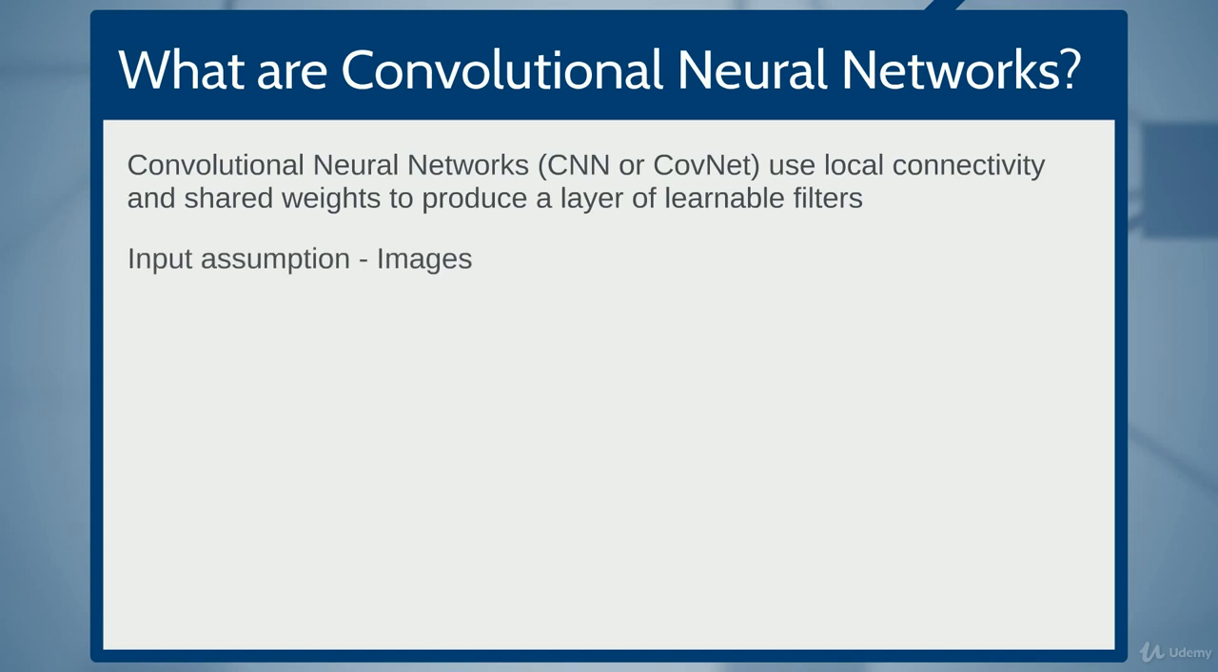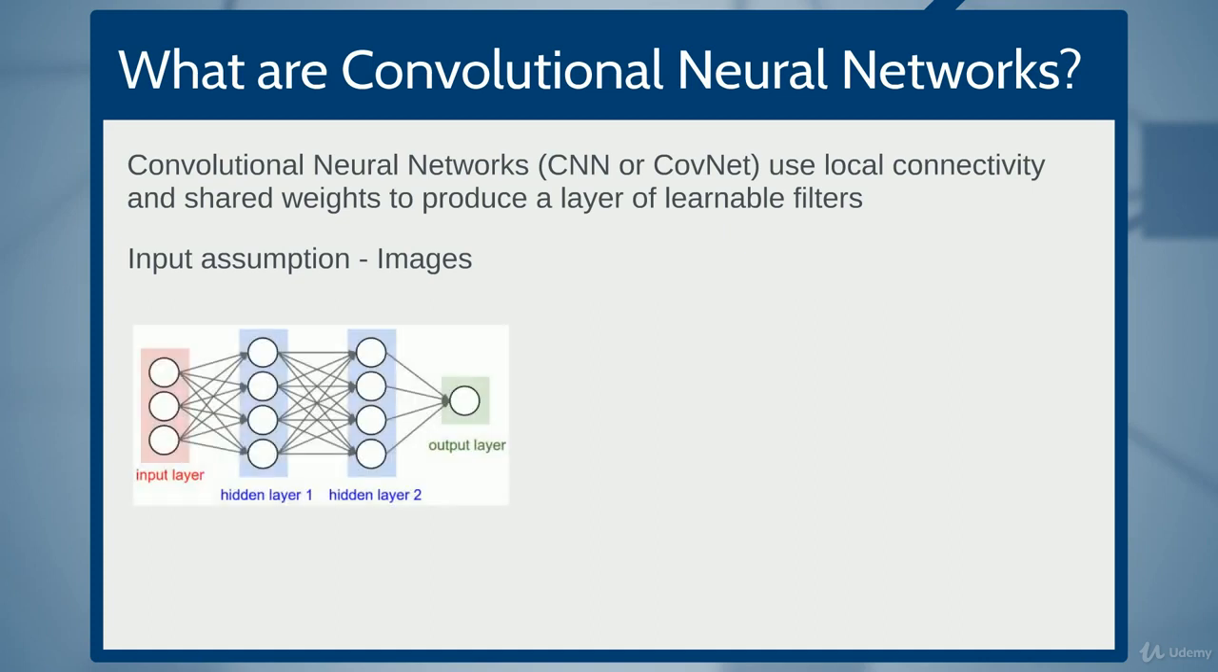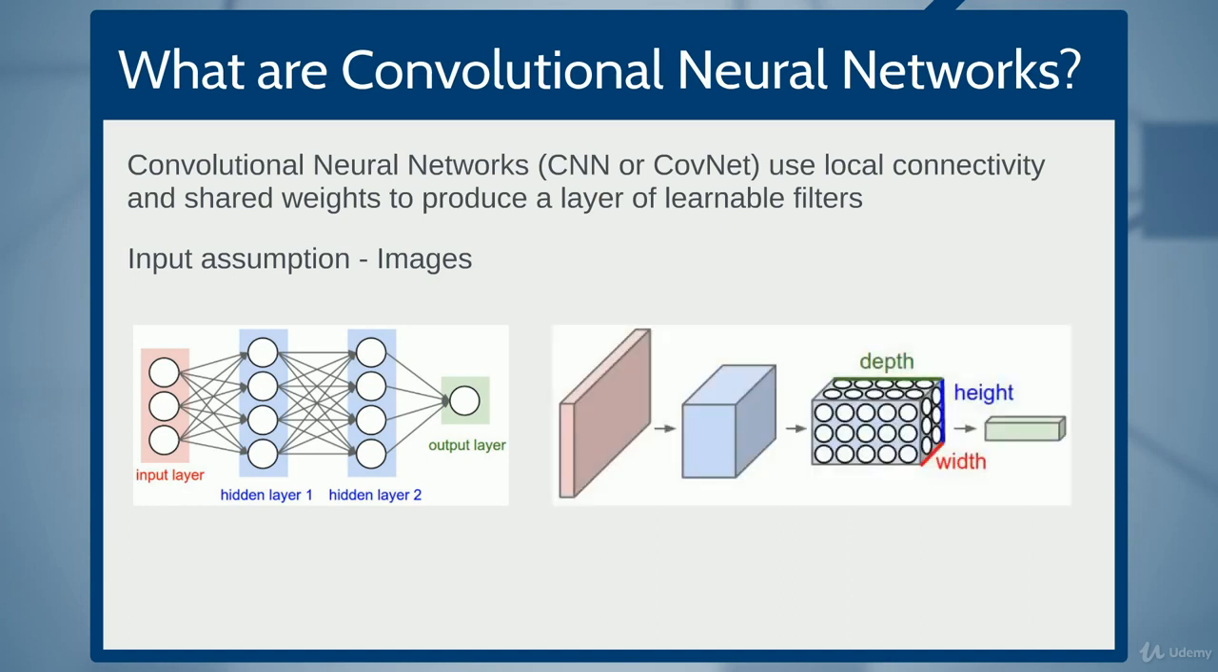So they have an input assumption of images, and this allows us to encode properties into the architecture. These properties being the local connectivity and shared weights. So here was our previous neural network, a simple 3-layer network. It's got 2 hidden layers and an output. A convolutional neural network is going to look a little bit like this.